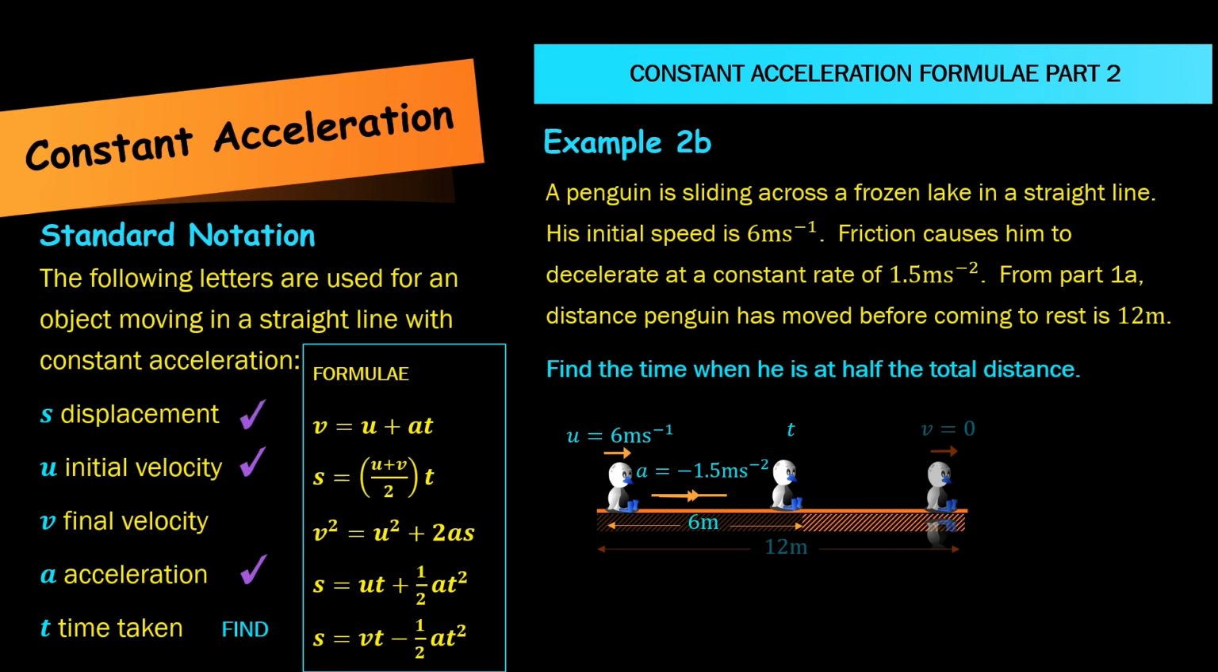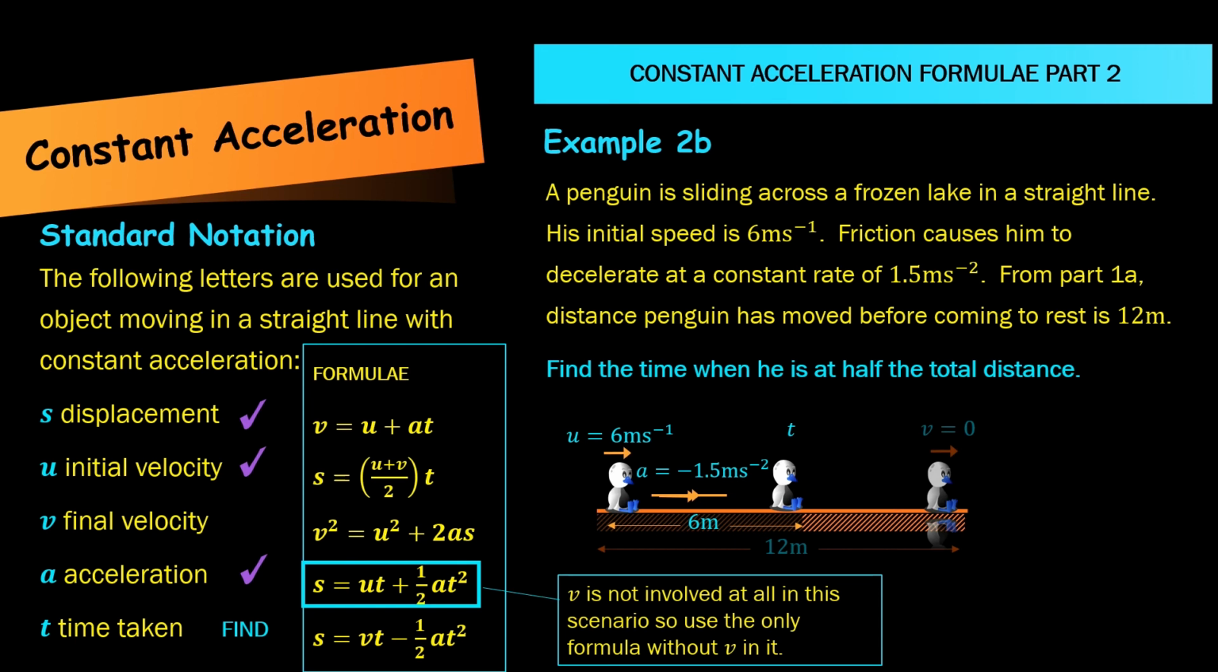So what do we have? We have S, the displacement, we have u, the initial velocity, we have a, the acceleration, and we are required to find t. So we need a formula which does not include v. And S equals ut plus a half at squared is the only formula which doesn't include v, but includes all the other letters.